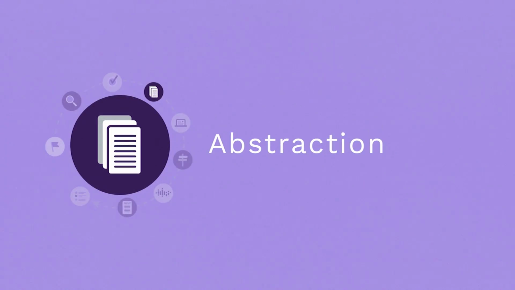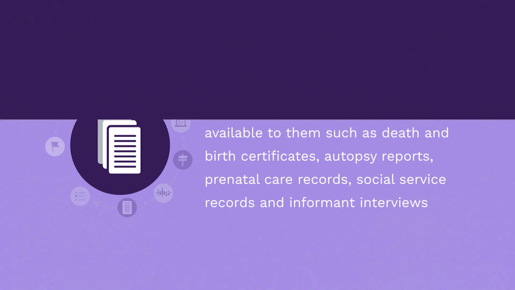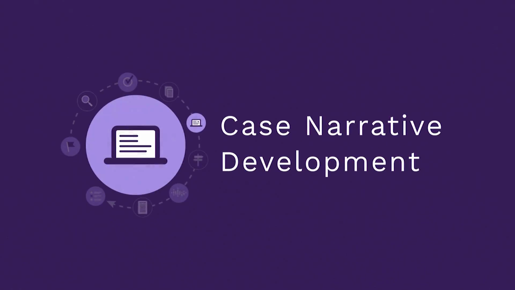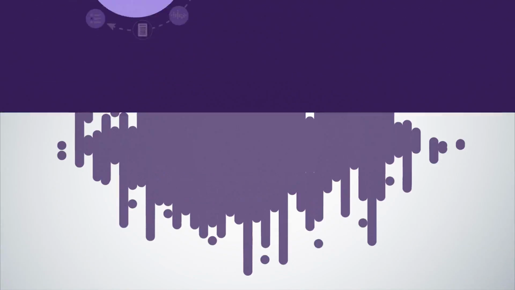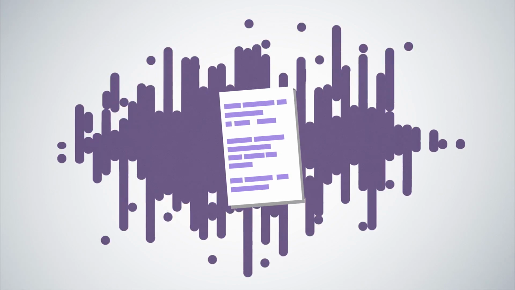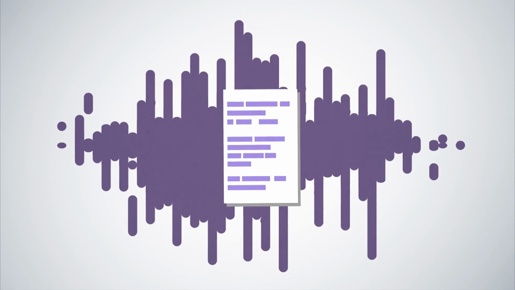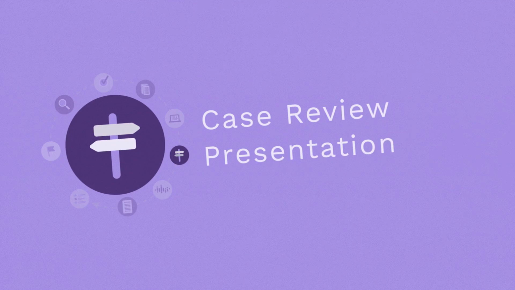4. Abstraction. Next, abstractors compile data on cases using every piece of information available to them, such as death and birth certificates, autopsy reports, prenatal care records, social service records, and informant interviews. 5. Case narrative development. Finally, an abstractor develops a case narrative. A case narrative contains critical factors that answer key questions surrounding a woman's death, such as who, what, when, where, and how.